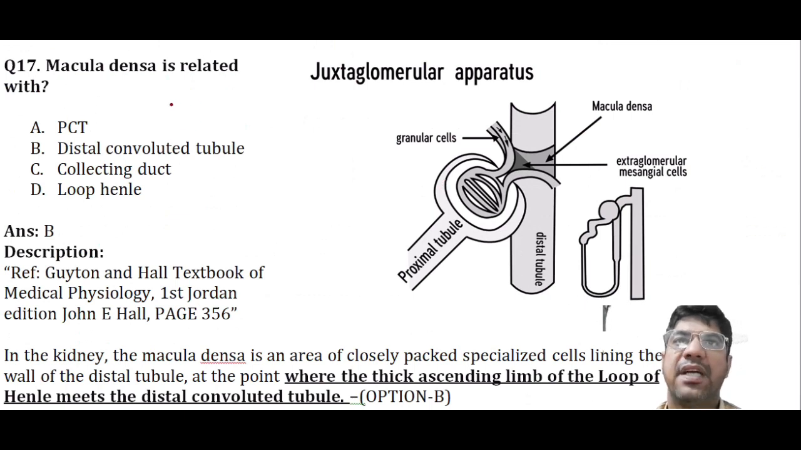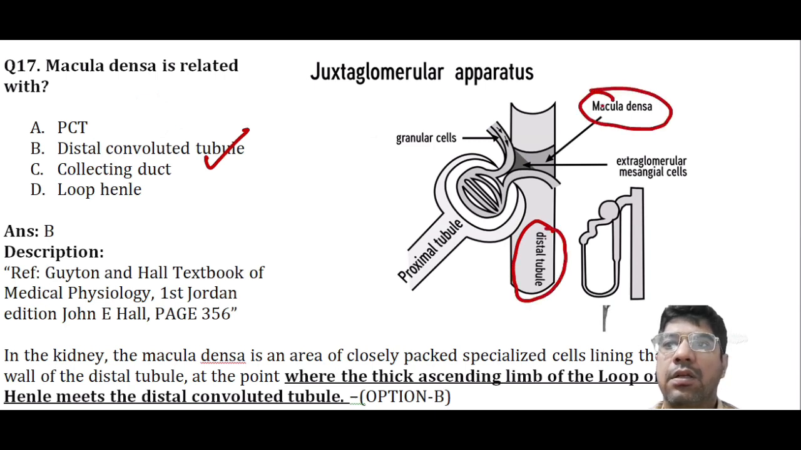The macula densa is related to the distal convoluted tubule. This one is the macula densa. So what is the macula densa? Well, it is an area of closely packed specialized cells lining the wall of the distal convoluted tubule at the point where the ascending limb of the loop of Henle meets the DCT.